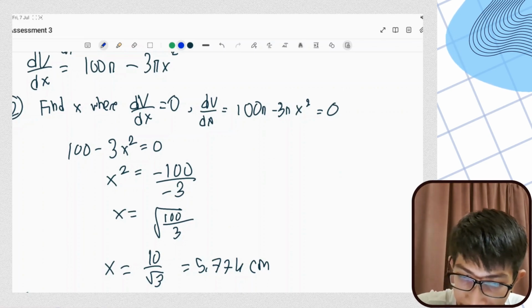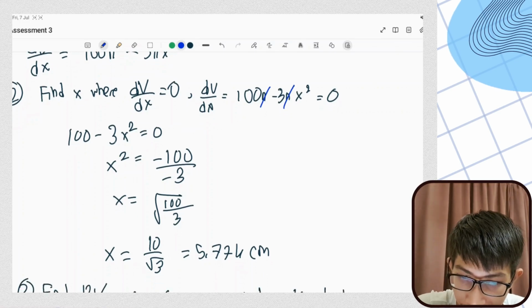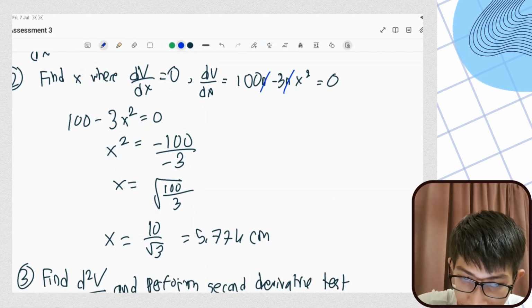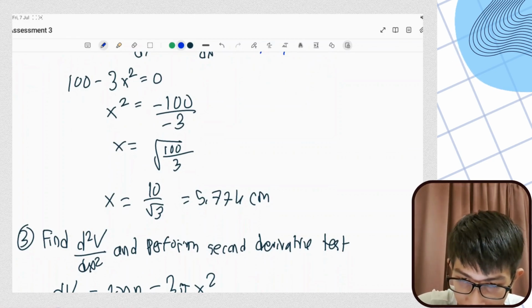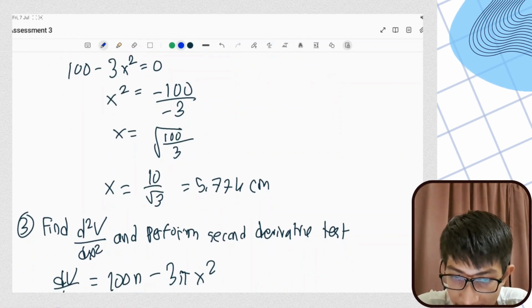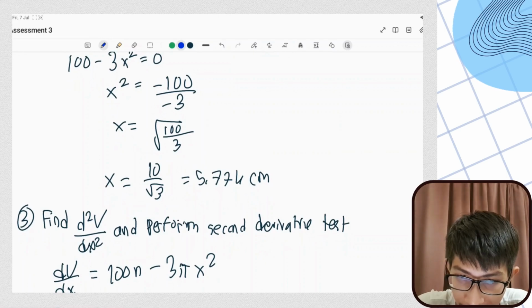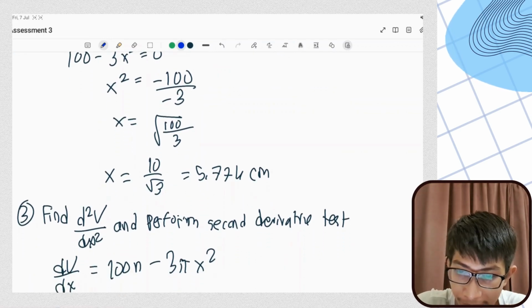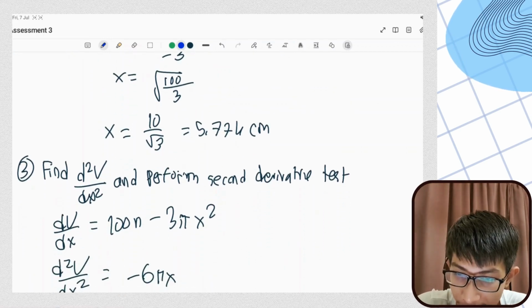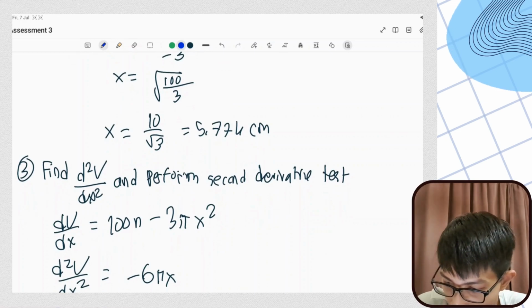Divide both sides by pi and we get 100 minus 3x squared is equal to 0. Next, we will subtract 100 from both sides and divide by negative 3. And then we will find the positive root of the value. Since x is a radius, we will only take the positive root. So x is equal to 5.774 centimeters in decimals.